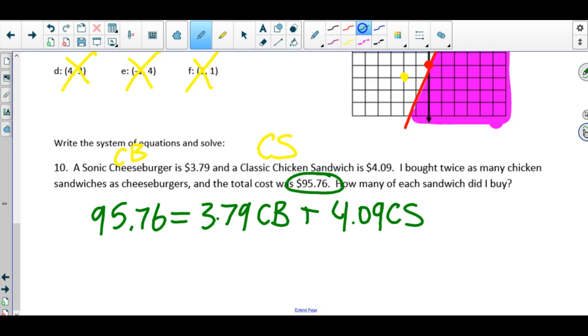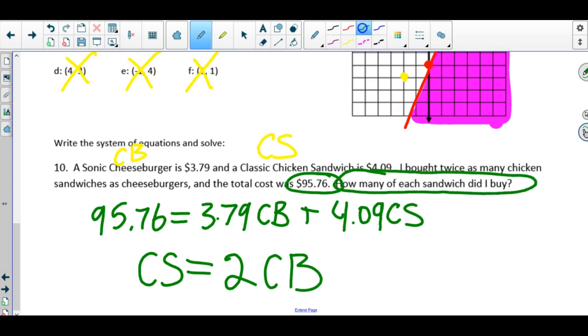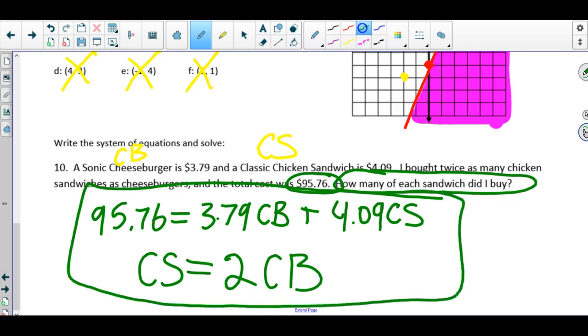I bought twice as many chicken sandwiches as cheeseburgers. So the number of chicken sandwiches is twice as many as cheeseburgers. It says how many of each sandwich did I buy? I'm not going to make you solve that. I know the review says you do. Equation here is good enough. Those numbers are pretty ugly. I'm going to assume with all the practice we've done, you could eventually get that taken care of.